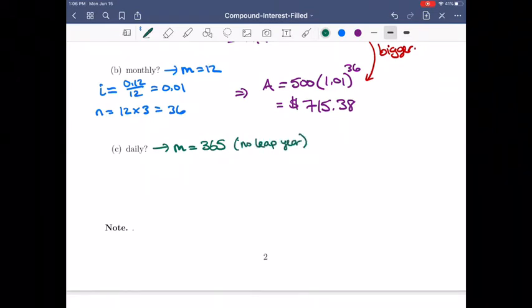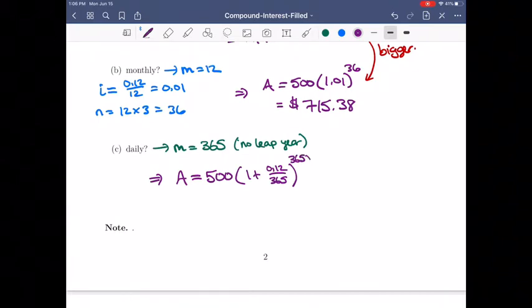Okay, so I'm just going to go right to the formula here. So A, because the numbers are really not nice, it's 500 times (1 plus 0.12 over 365) to the power 365 times 3. Now if you compute that, you get $716.62. So again, slightly bigger.